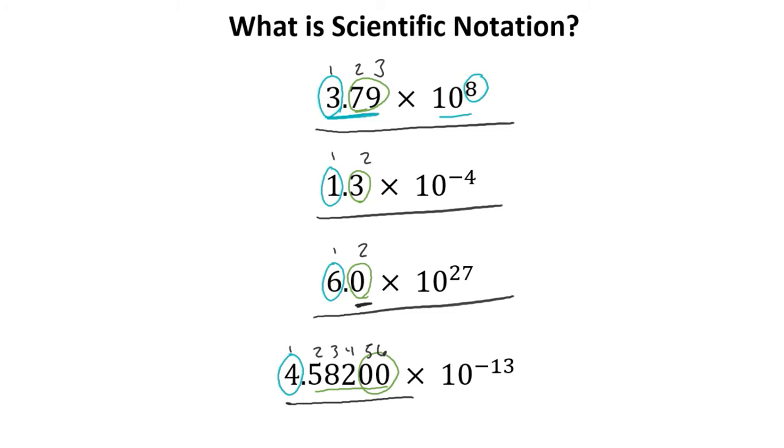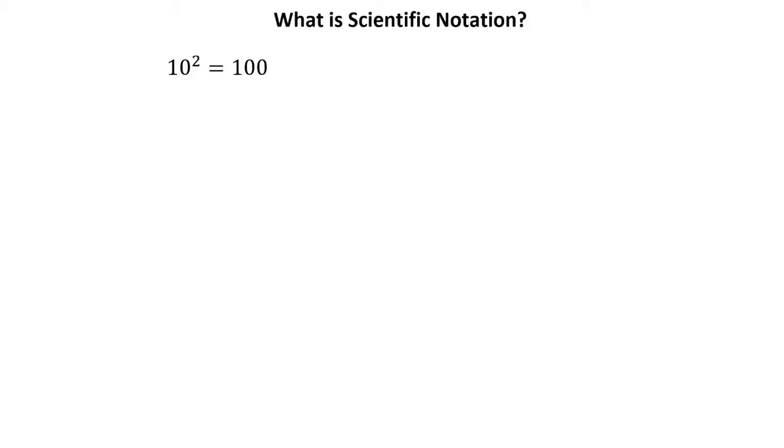Now let's take a look at the second half of scientific notation. The exponent in scientific notation must be an integer. Now, it may be a positive or a negative integer, but it cannot be a decimal, and it also cannot be a fraction. So let's take a look at the positive exponents first, and then we'll talk about the negative exponents. Let's start with a problem you already know the answer to. What is 10 squared? Well, it's simply 100.